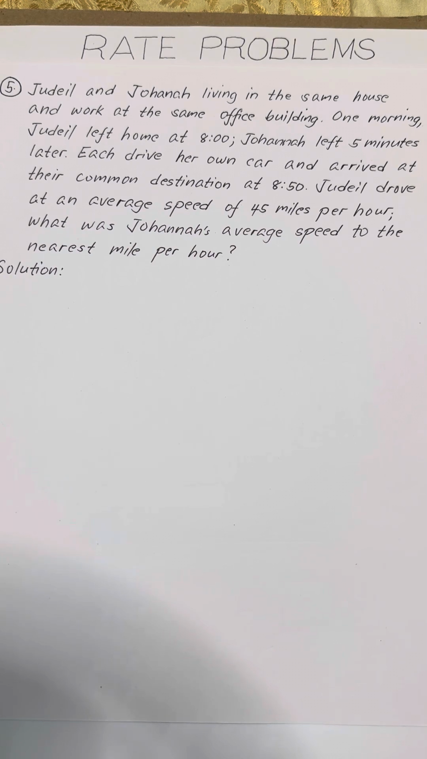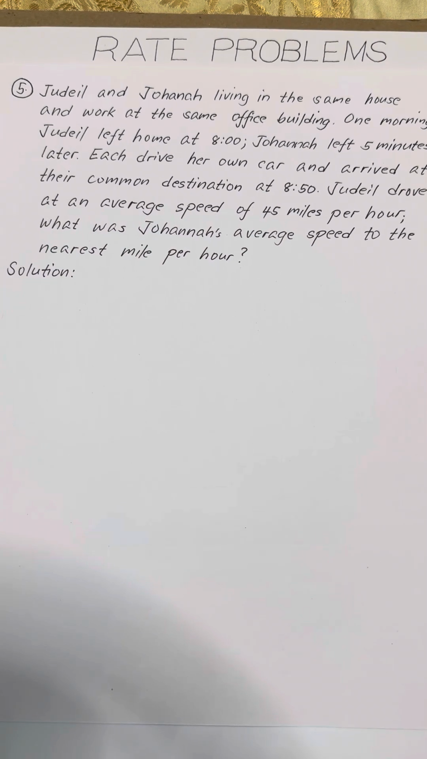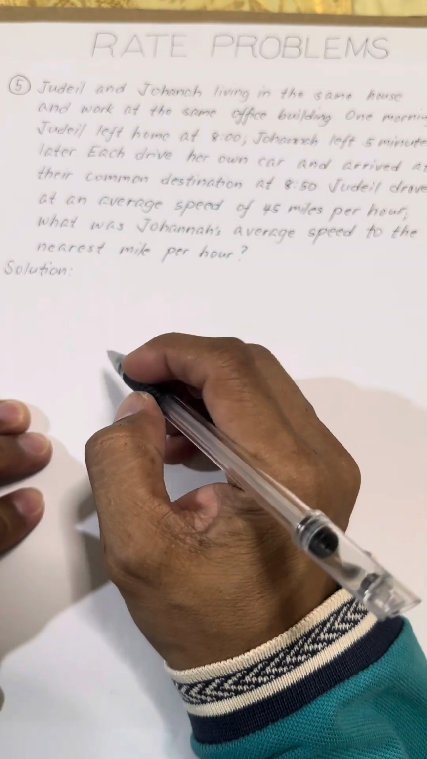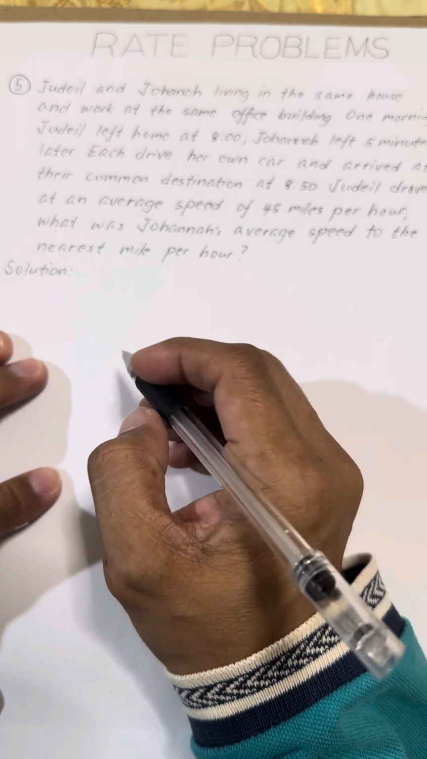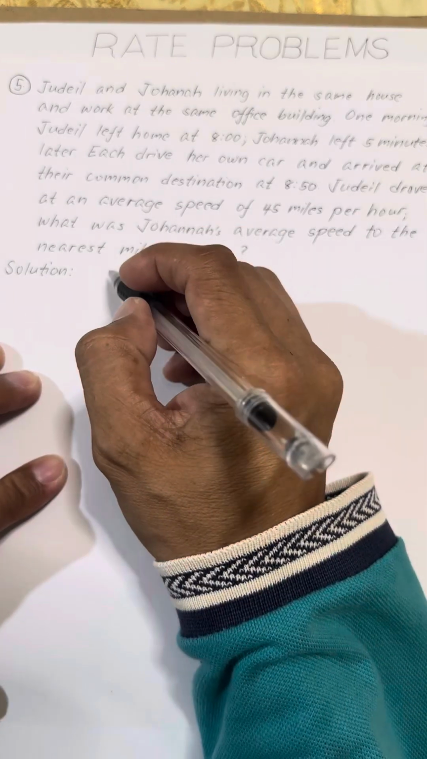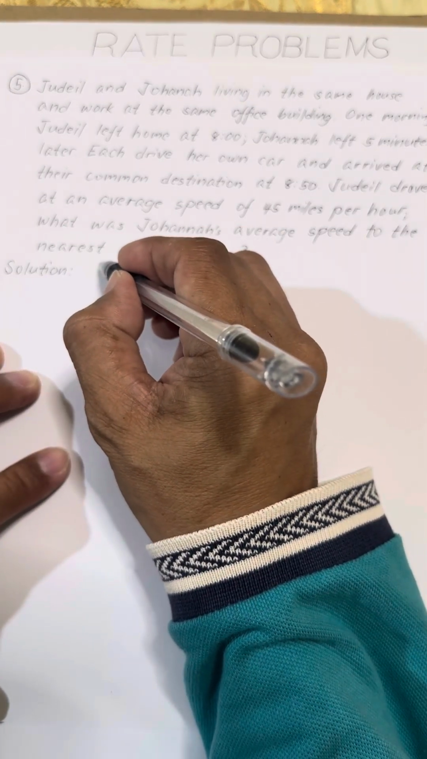Judel drove at an average speed of 45 miles per hour. What was Johanna's average speed to the nearest mile per hour? Okay, so that's the problem. And similar to other problems that we have solved, the best technique is to tabulate the information that we can gather from the problem to help us figure out how we are going to solve the problem. So this time we can use the 3x4 table for our solution.